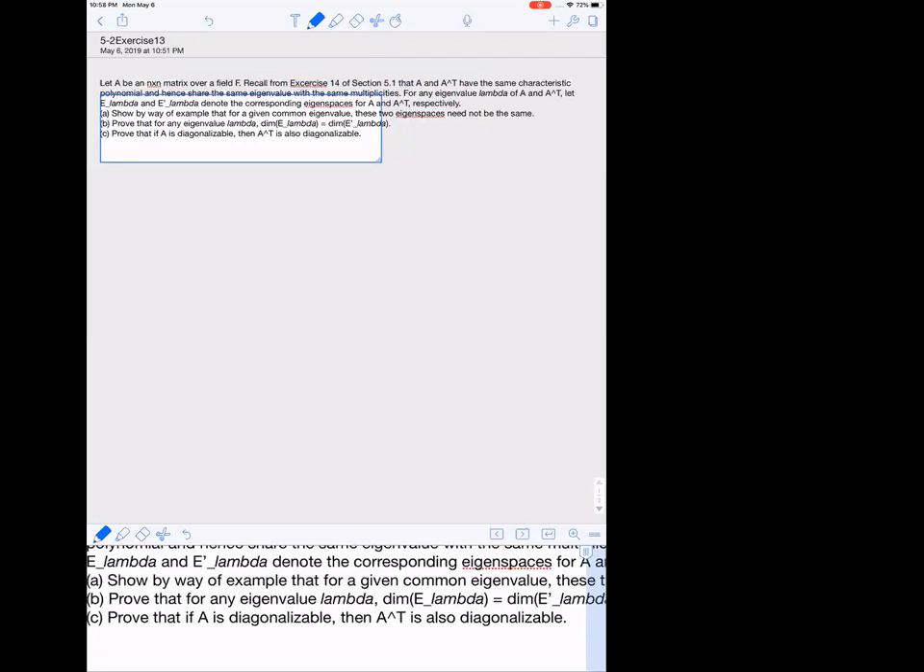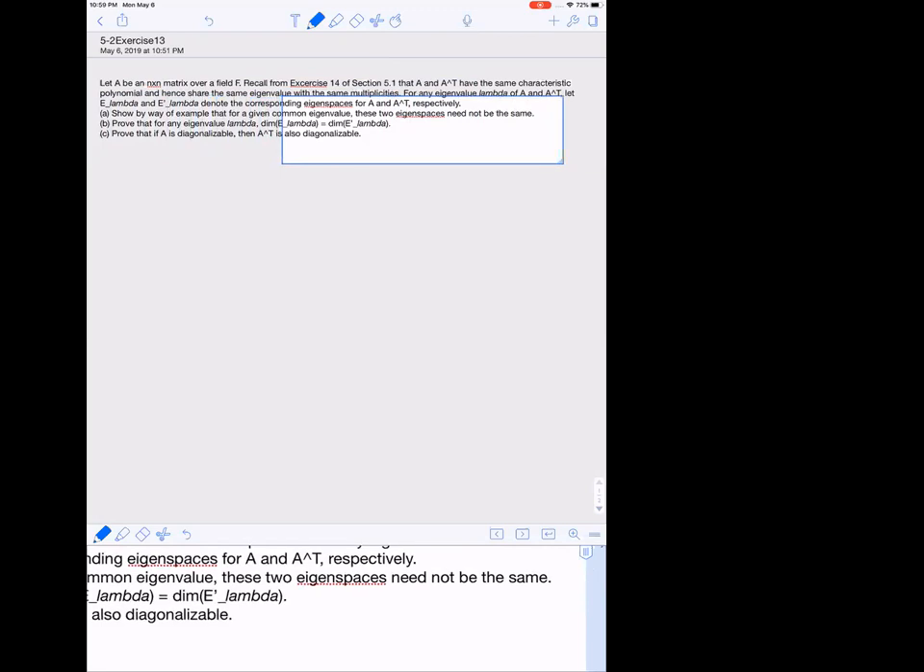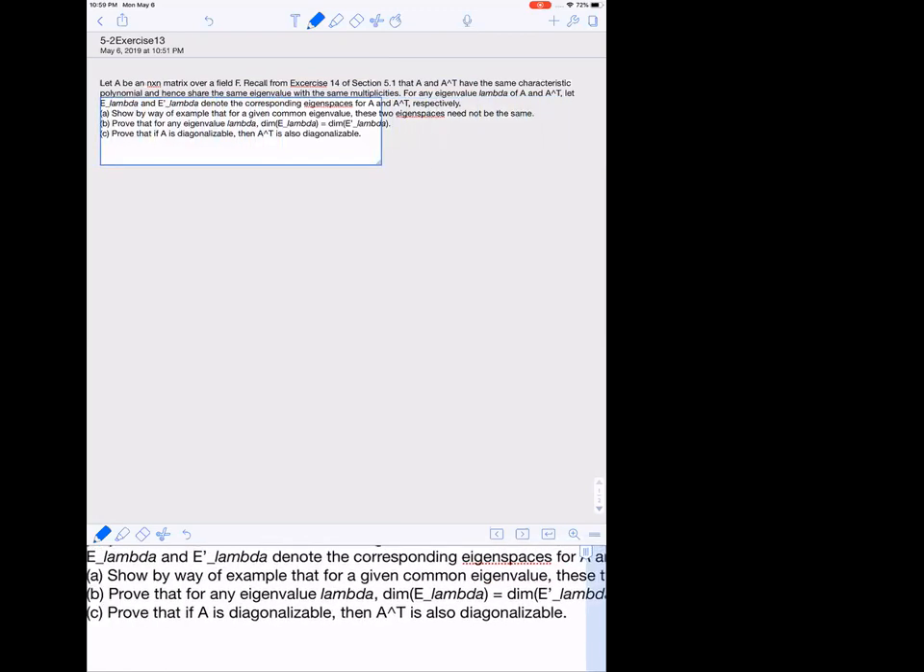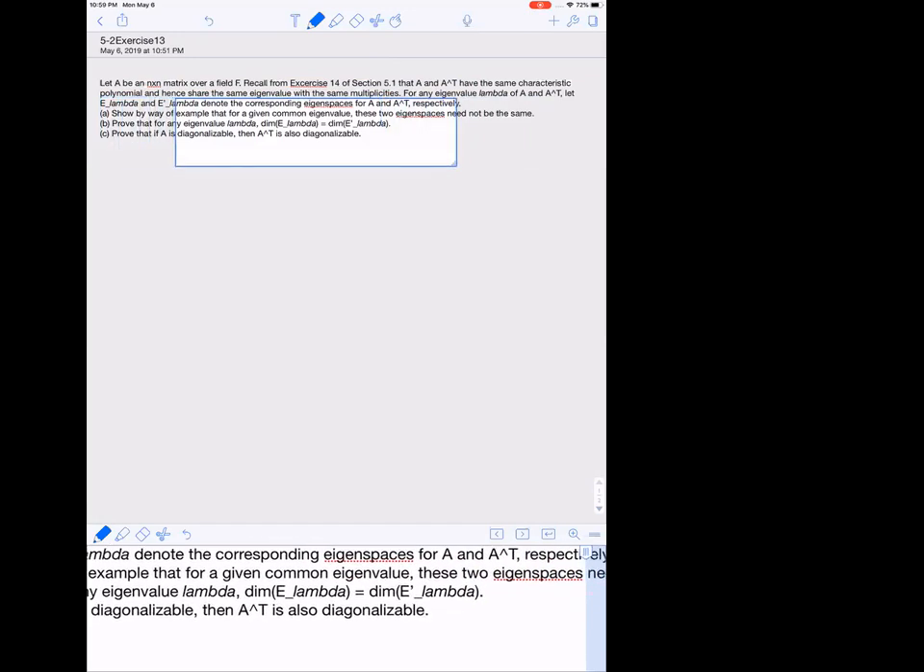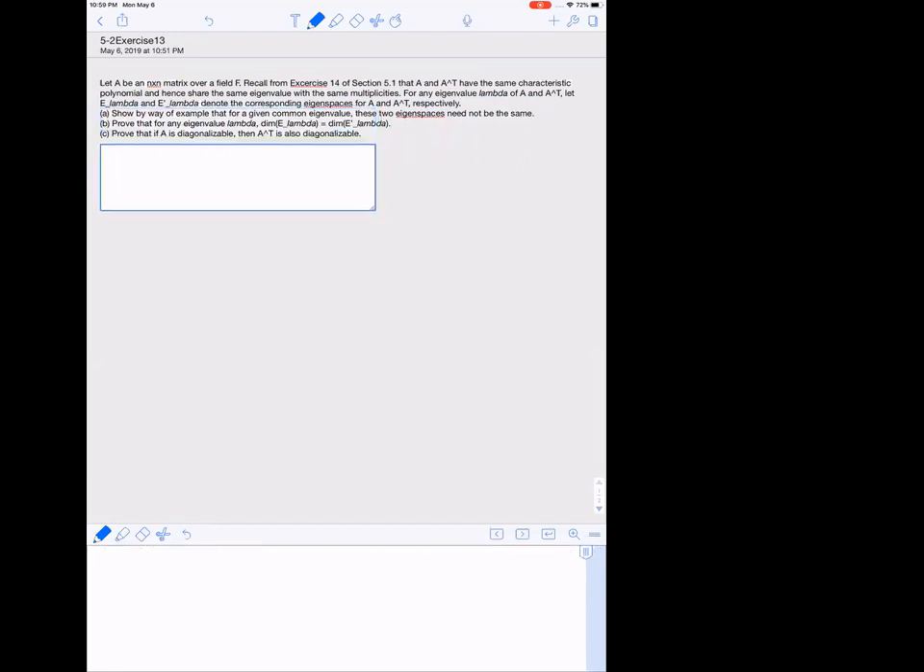So part A says, show by way of example that for a given common eigenvalue, these two eigenspaces need not be the same. Part B says, prove that for any eigenvalue lambda, the dimensions of the two eigenspaces are the same. And C says to prove that if A is diagonalizable, then A transpose is also diagonalizable. So let's start with A.